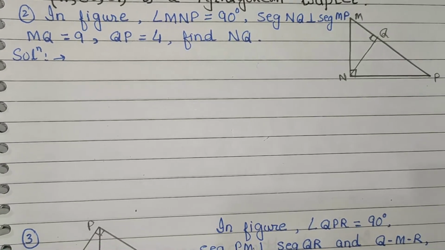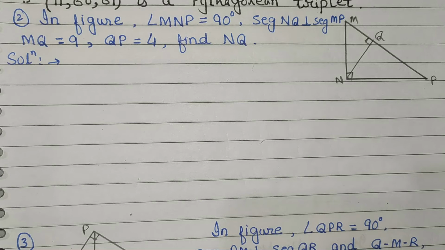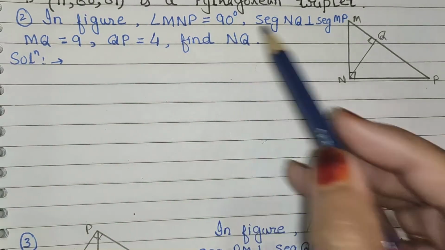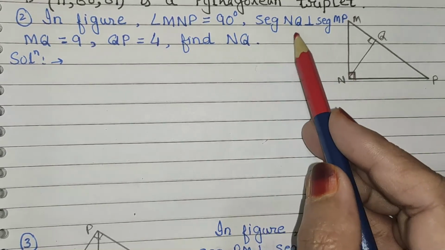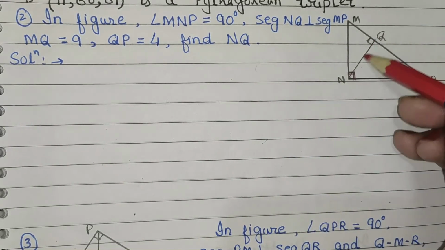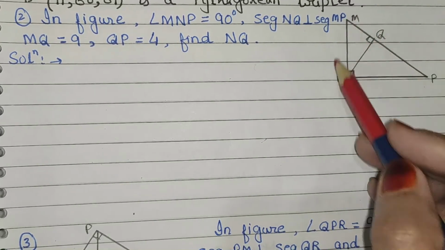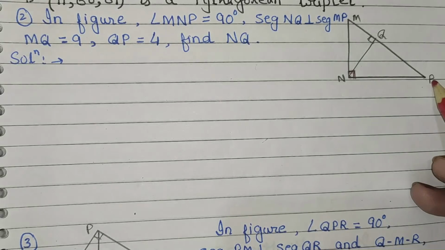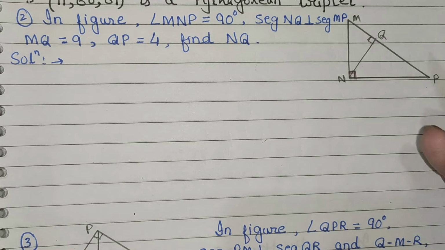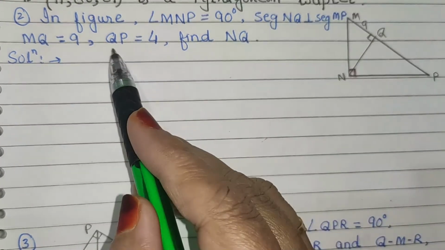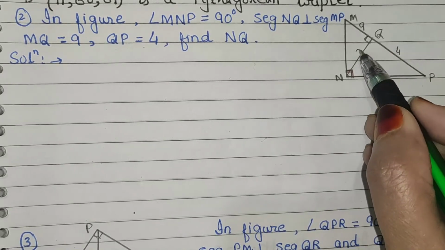Now, the next question is, in figure, angle MNP is equal to 90 degree. M, N and P it is given. Segment NQ is perpendicular to segment MP. Now it is a right angle triangle and MP is hypotenuse. MQ is equal to 9. Value of MQ is 9. QP is equal to 4. Find NQ.